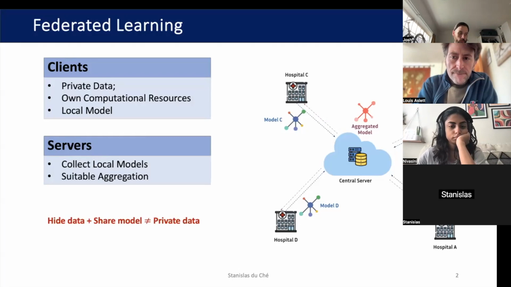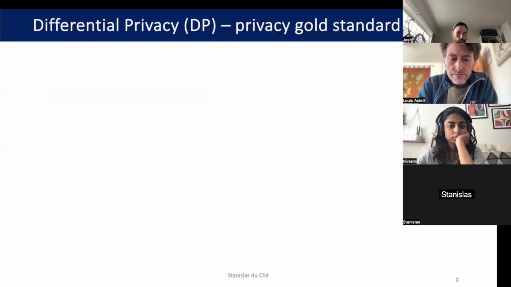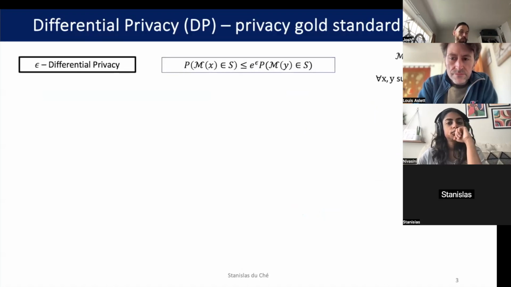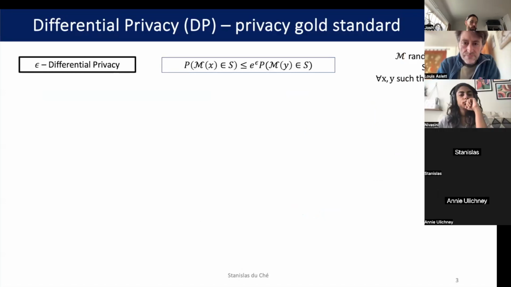However, having hidden data in a shared model doesn't mean that the data are private. So we have to set a measure of privacy in order to see if the privacy is compromised. To do so, the gold standard is differential privacy. The two definitions are the most used. The first one is epsilon differential privacy: for two data sets that only differ by one record, the ratio of the likelihoods is bounded by e^epsilon.